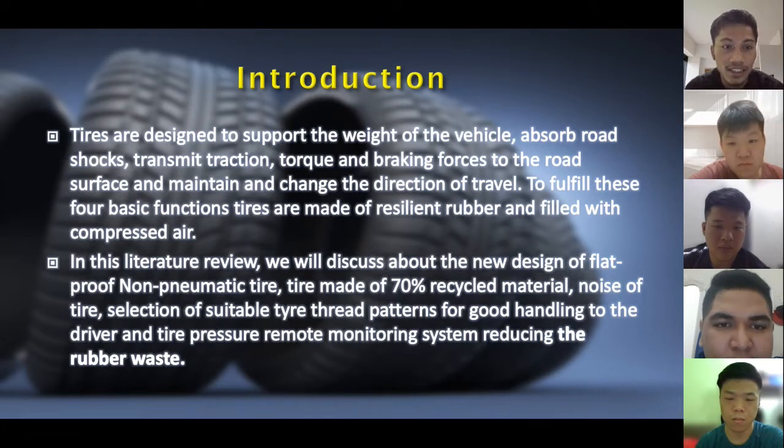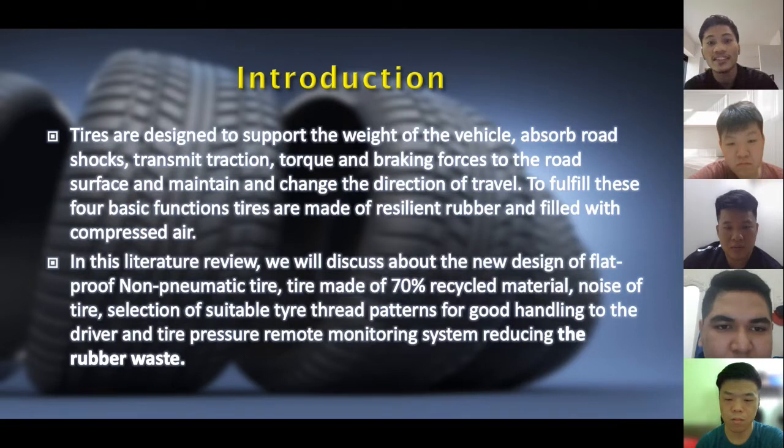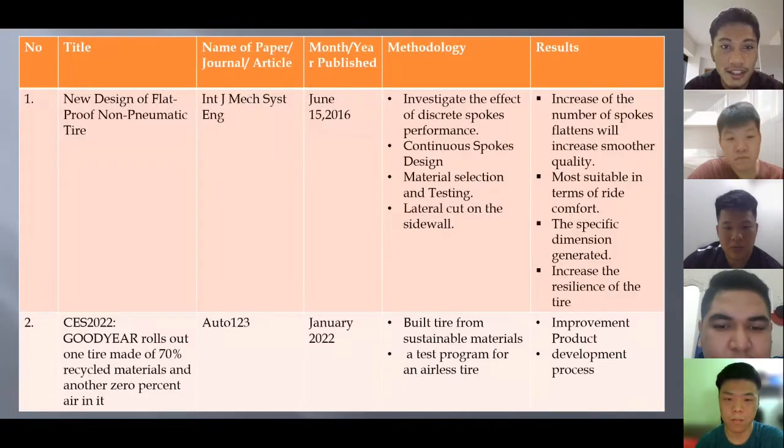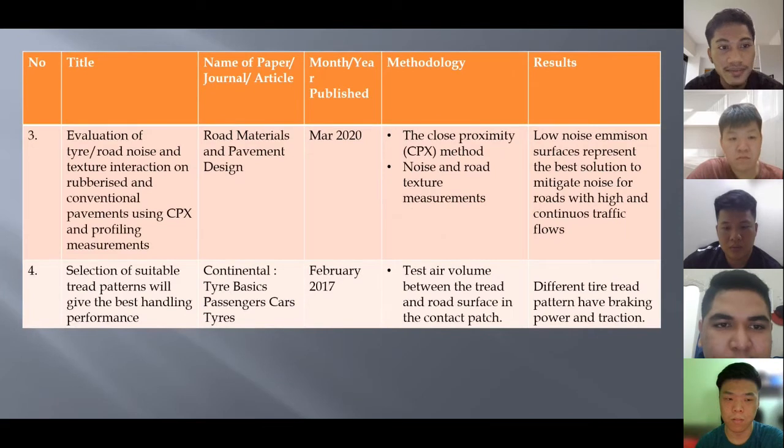So in this literature review, we will discuss the new design of flat-proof non-pneumatic tyre, the tyre made of 70% recycled material, mass of tyre, selection of suitable tyre for good handling, and tyre pressure remote monitoring system reducing the rubber waste. So this is our literature review. There are 5 titles.